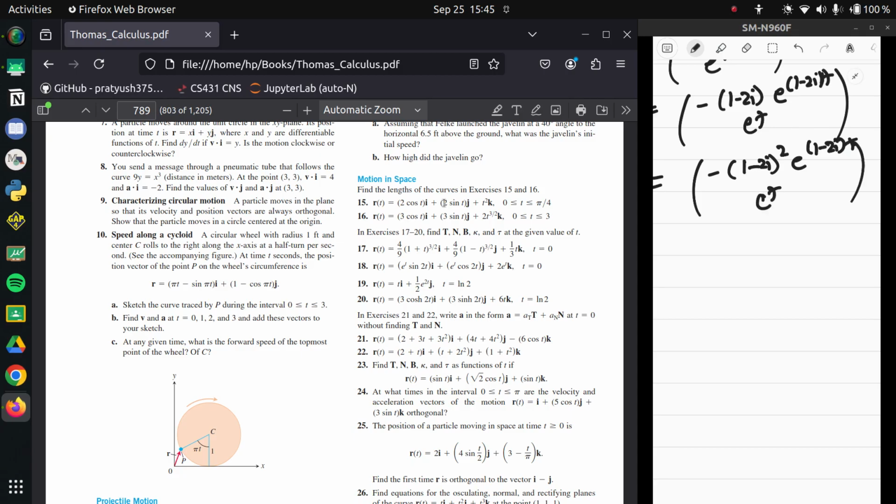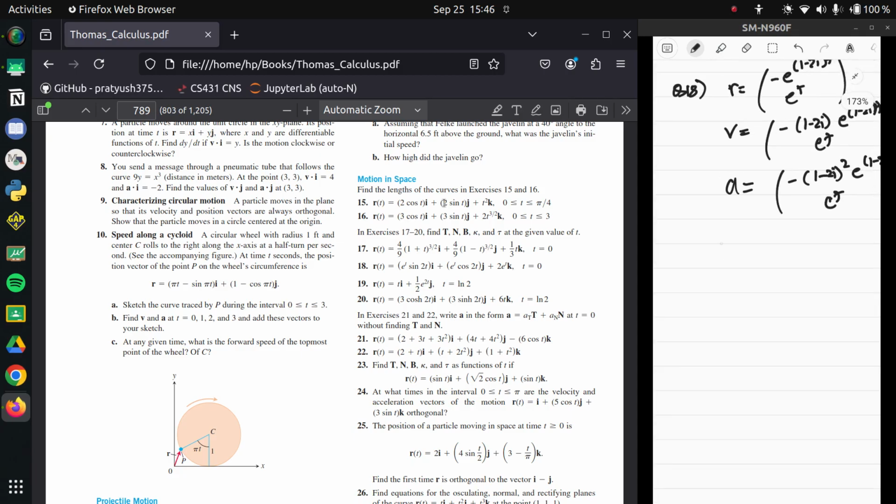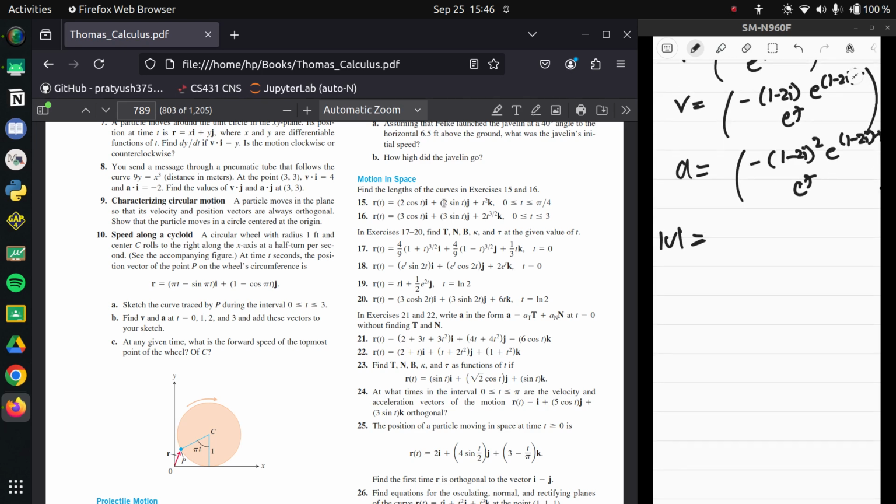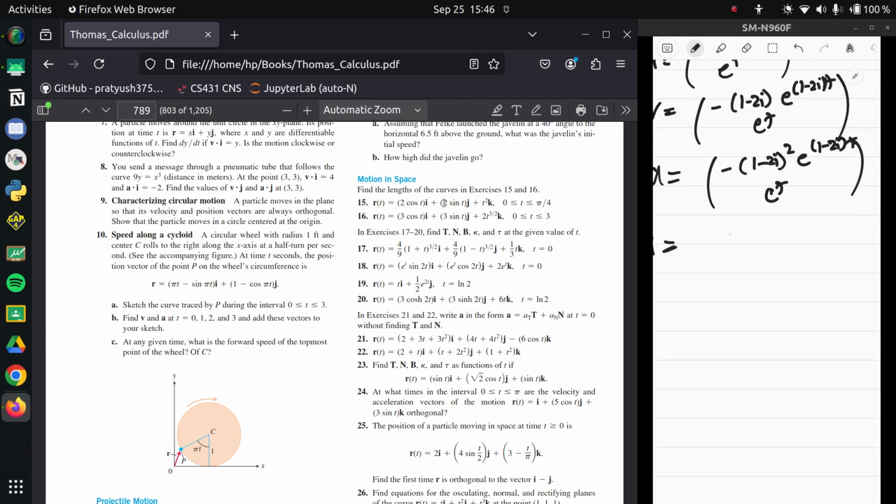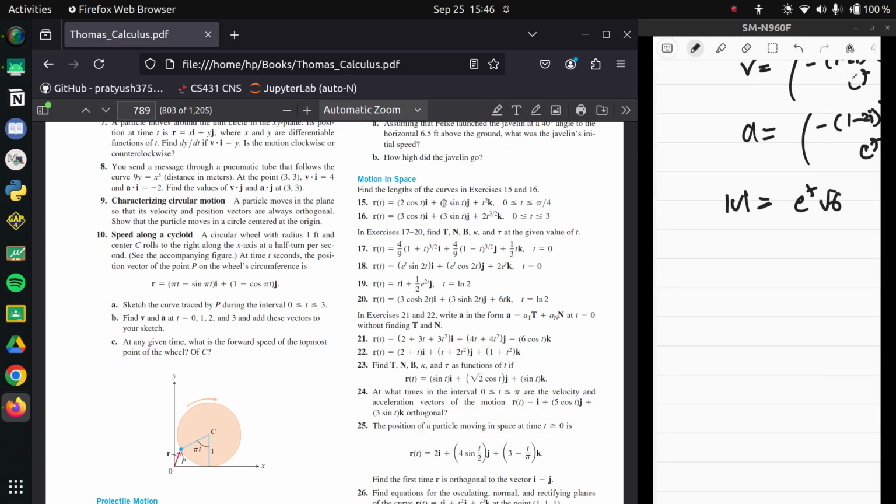Okay, now we are finally to the point where we need to figure out stuff. So the magnitude of velocity is just going to be, you take the e power t out, and this just becomes the square root of 1 plus 4 plus 1, which is square root of 6 as usual. Your v cross a, that's a nice quantity. So what is that going to be?